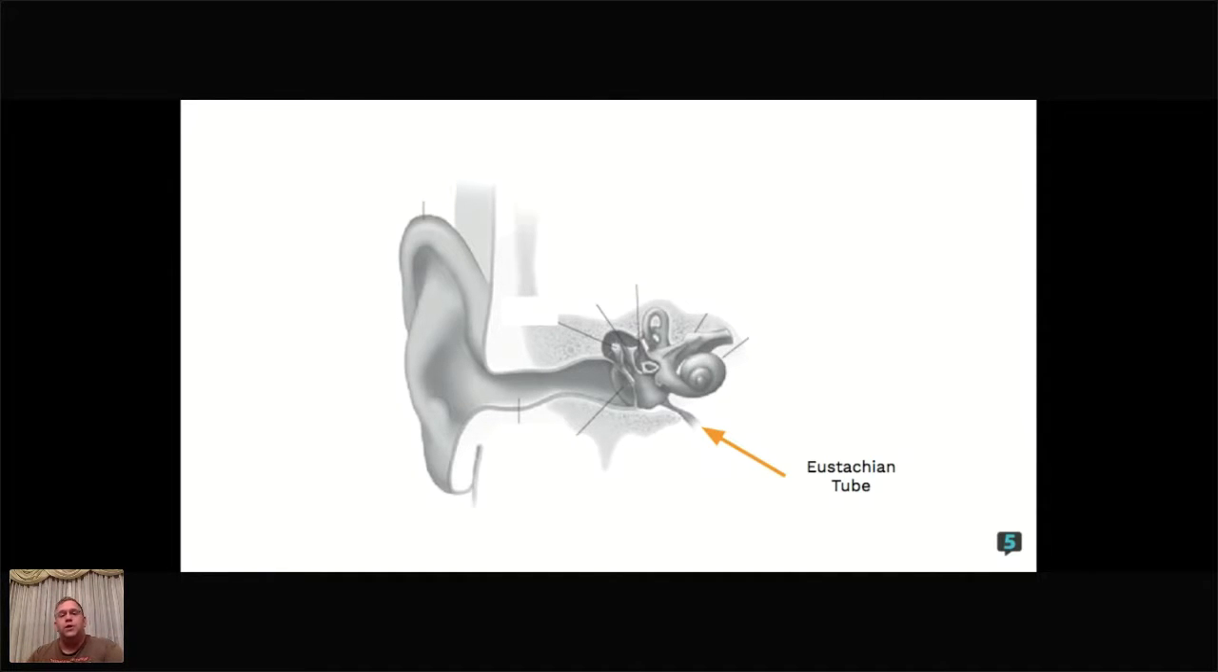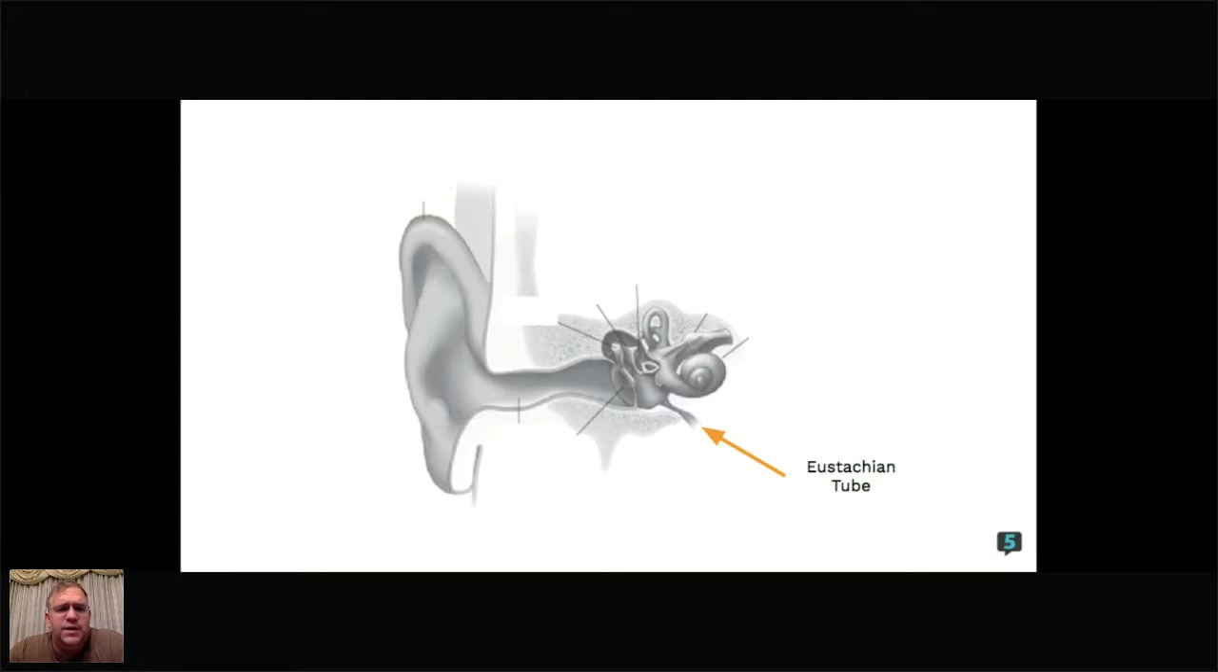Because the Eustachian tube connects to the nose. That's why sometimes if you have a stuffy nose, you might have an earache, because there's that connection between the two. The Eustachian tube connects the nose, or parts of the nose at least, to the ear. So there's that Eustachian tube.